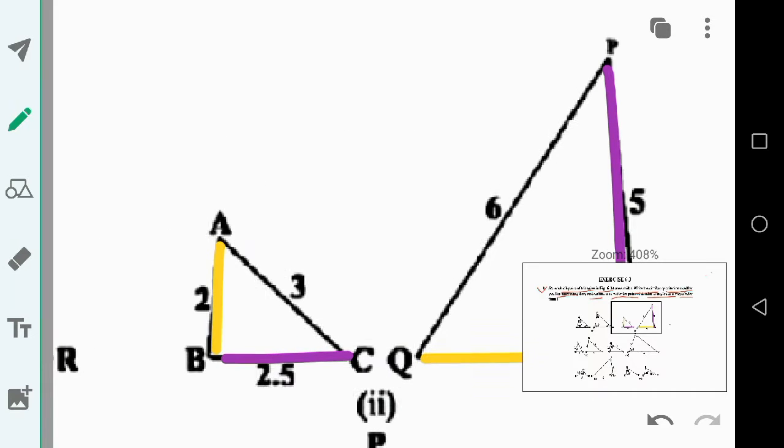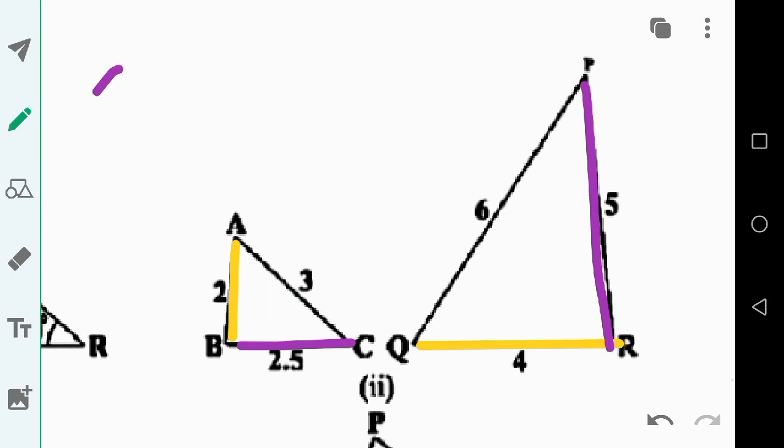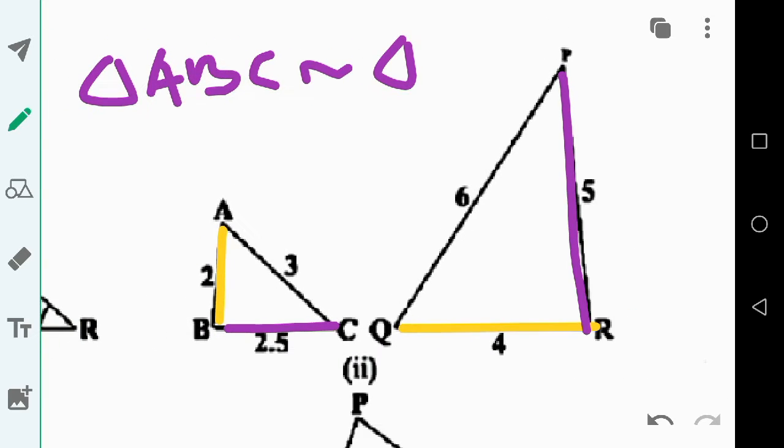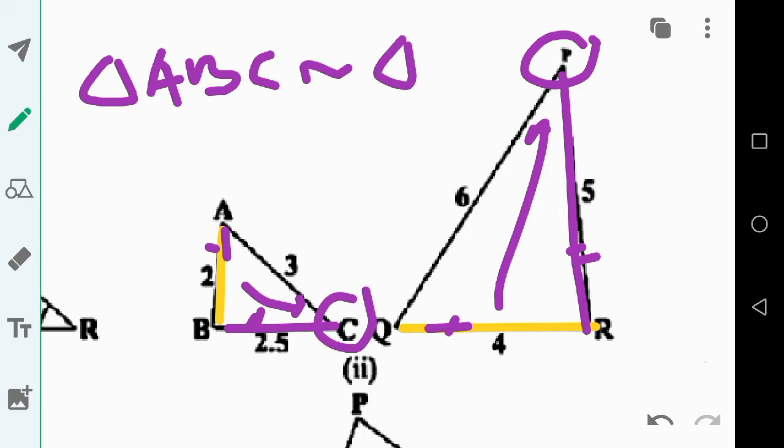Now, using symbols we can write these two triangles. Triangle ABC similar to triangle, we cannot write here PQR, because you see QR is 2 times of AB and PR is 2 times of BC. So QR is the corresponding side of AB. The vertex opposite to QR is P and the vertex opposite to AB is C, so C and P are corresponding vertices.